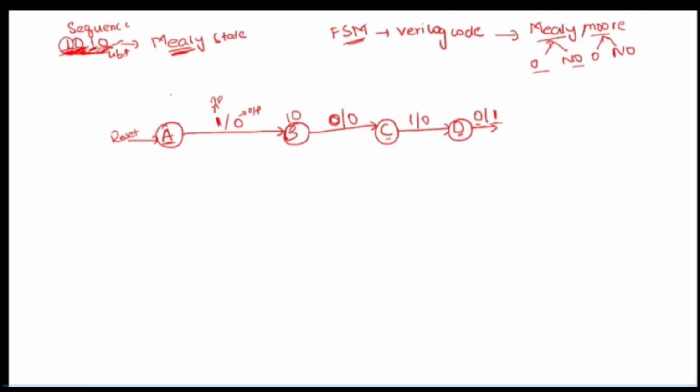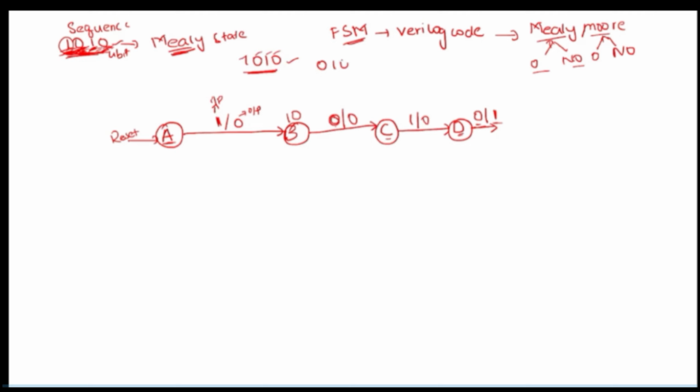So this is all true cases. When A receives 1, it will be moving to B. When B receives 0, going to C. When C receives 1, going to D. So this is the case when your sequence is just 1010. You have designed the state machine for 1010, and the input that you are giving is 1010. So all true cases you are giving for this sequence, so it is fine.